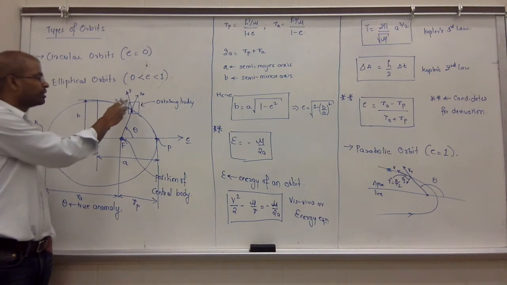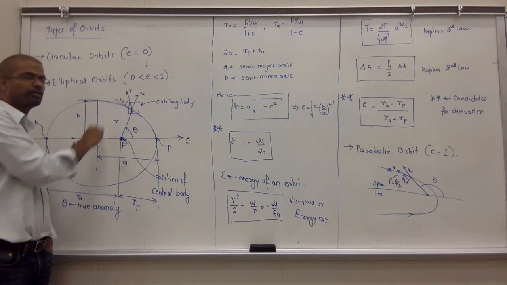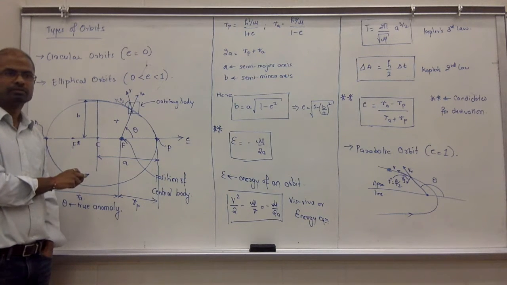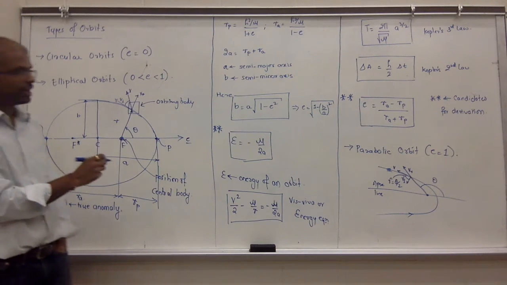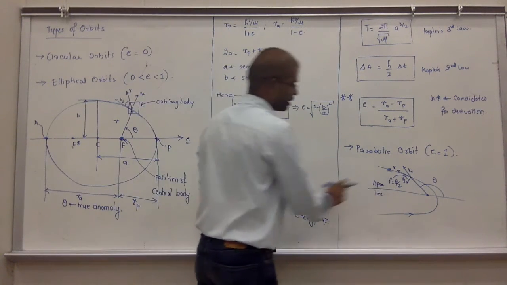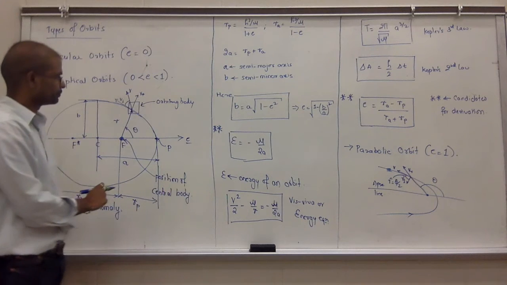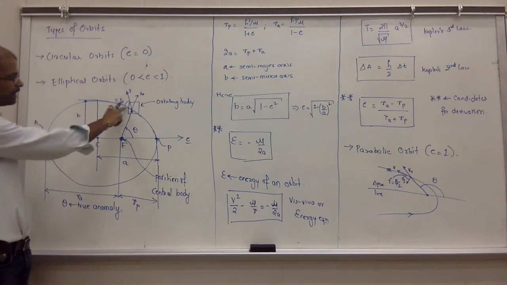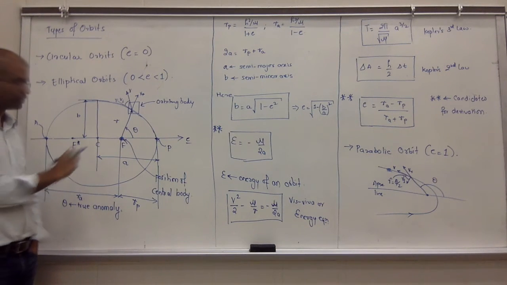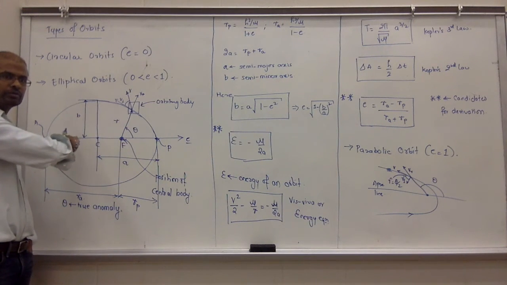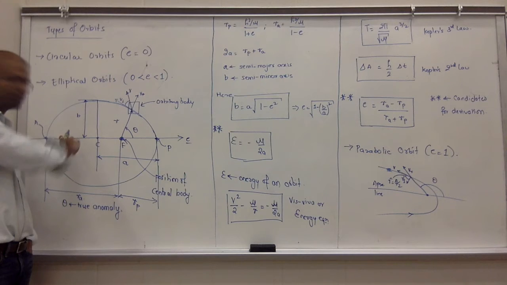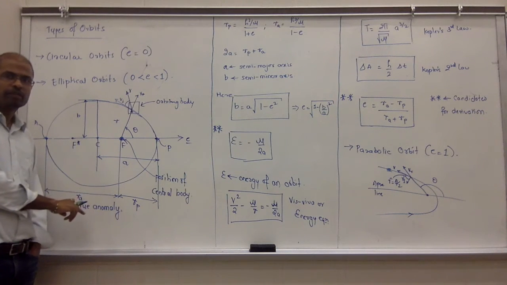Okay, and this angle is the flight path angle, gamma. This flight path angle is positive when you are in the upper half. When you are in the lower half, this flight path angle is negative.